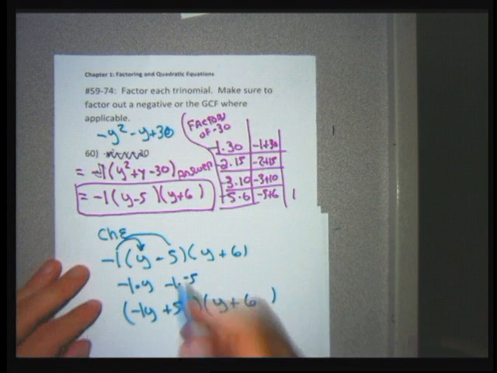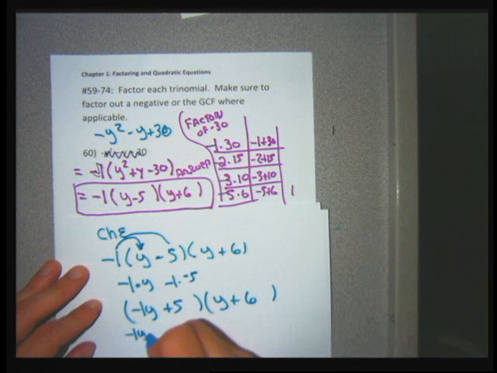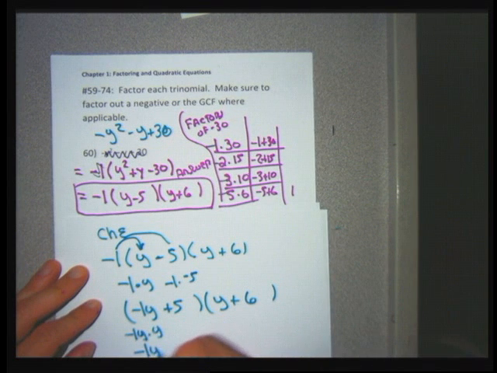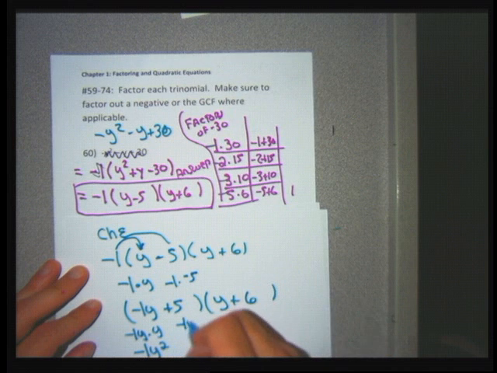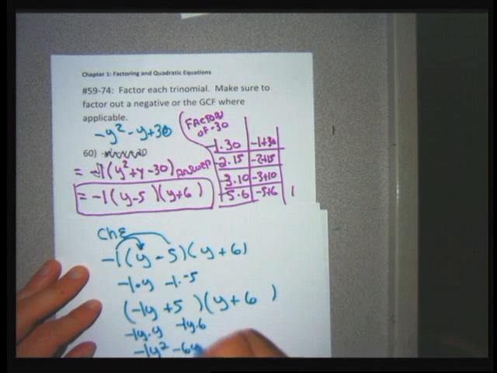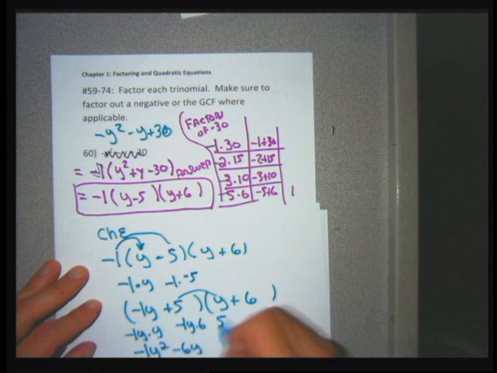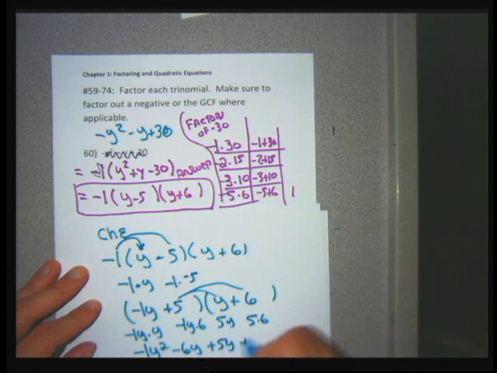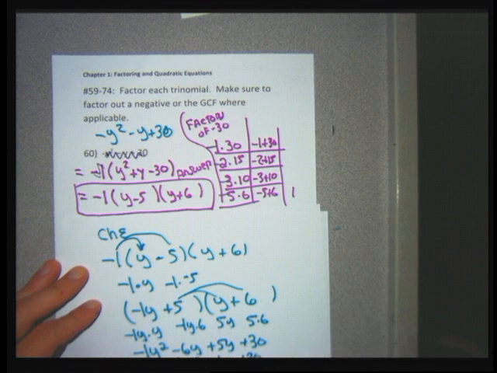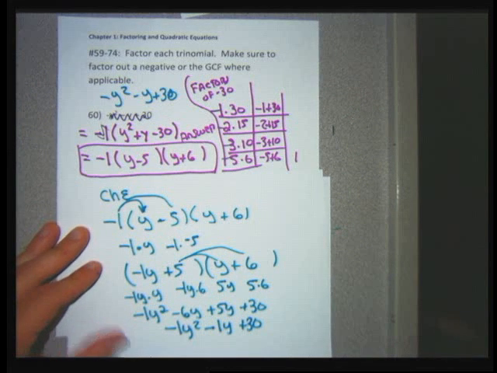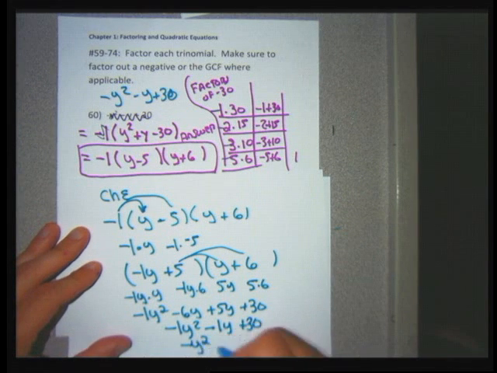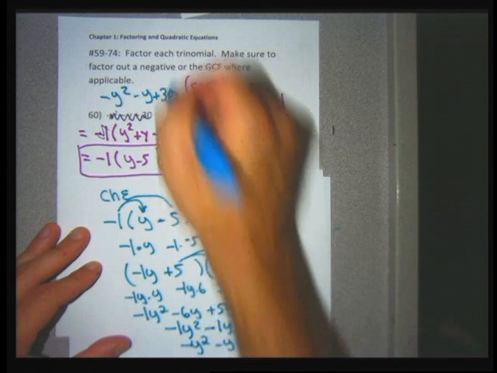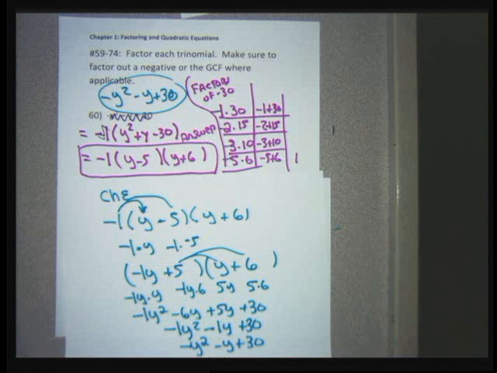Now I'm going to FOIL. My firsts are going to be negative 1y times y, which is negative 1y squared. My outers are negative 1y times 6, which is minus 6y. My inners are 5 times y, which is plus 5y. My lasts are 5 times 6, which is plus 30. This comes out to be negative 1y squared minus 1y plus 30. I don't have to write either of the ones, but I could. But if I didn't write the ones, I'd have a negative y squared minus y plus 30, which is exactly the original problem, so I know my answer is correct.